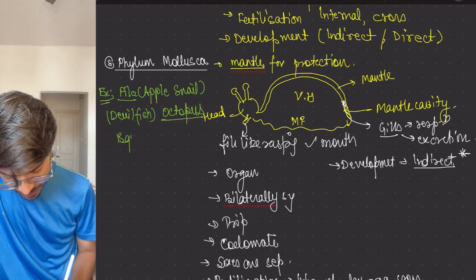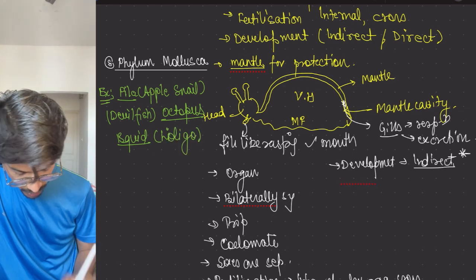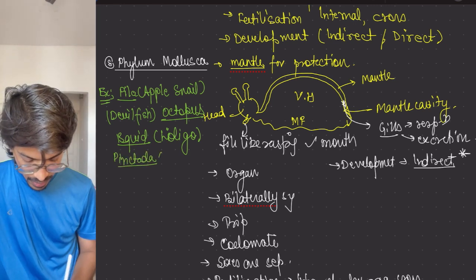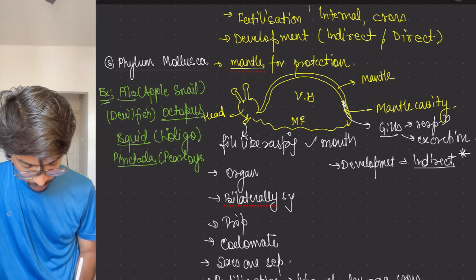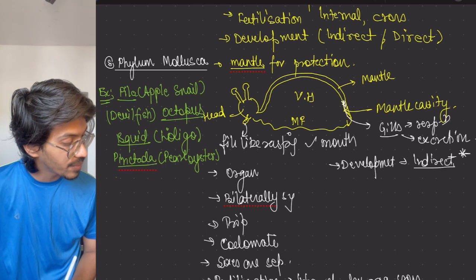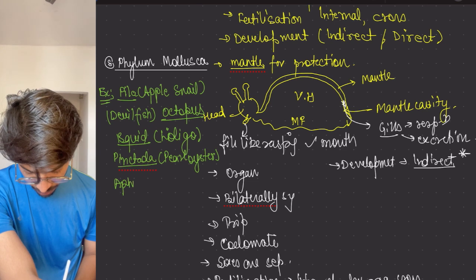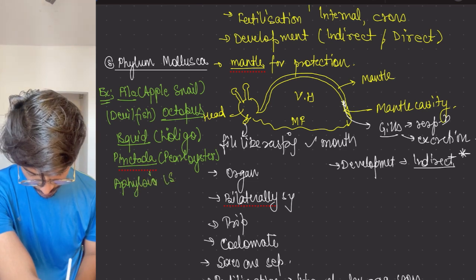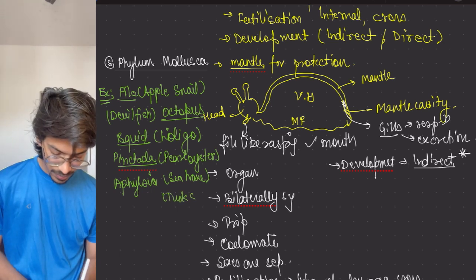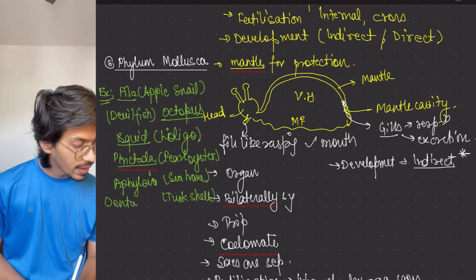Then we have squid, that is called Loligo. Then we have the presence of Pinctada, that is pearl oyster, which produces the pearl. Okay, pearl industry. Then we have sea hare, whose name is Aplysia. That is sea hare. Then we have tusk shell. The tusk shell is Dentalium.